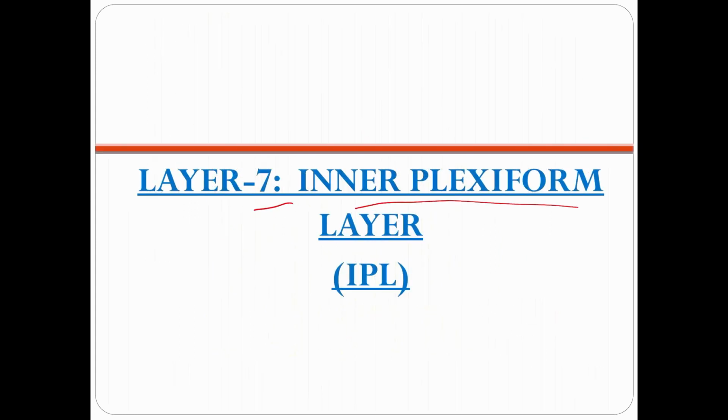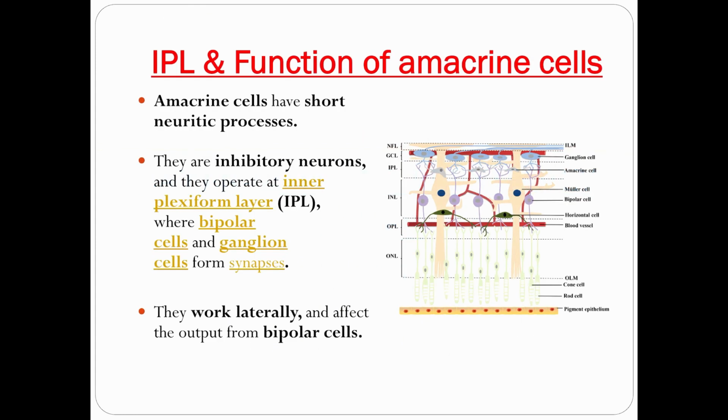7th layer, I told you the inner plexiform layer. Who forms them? Amacrine cells. Amacrine cells have short neuritic processes here, and they are inhibitory neurons, so that whatever signals are reaching here, if the signals are actually more than enough, they should be inhibited, regulated, and they work laterally. So, a plexiform layer will be created here.